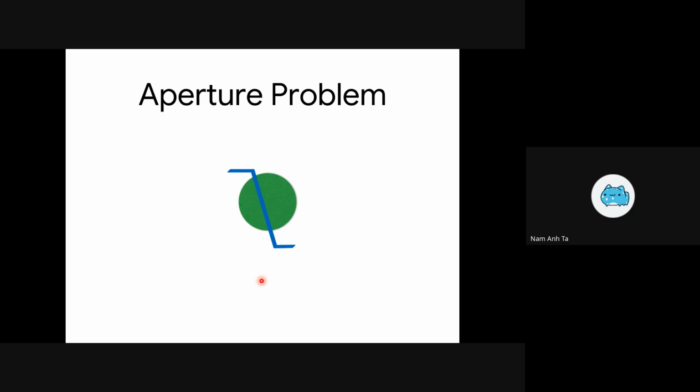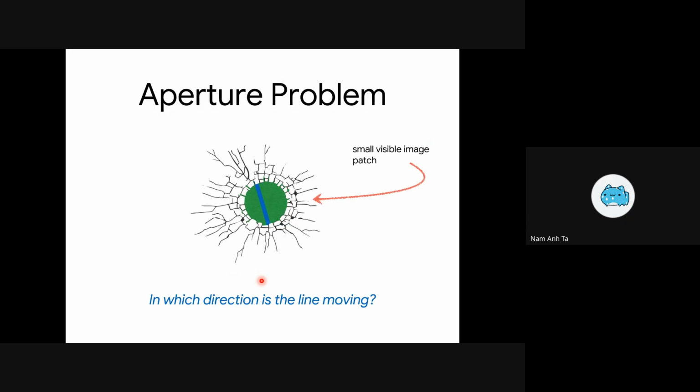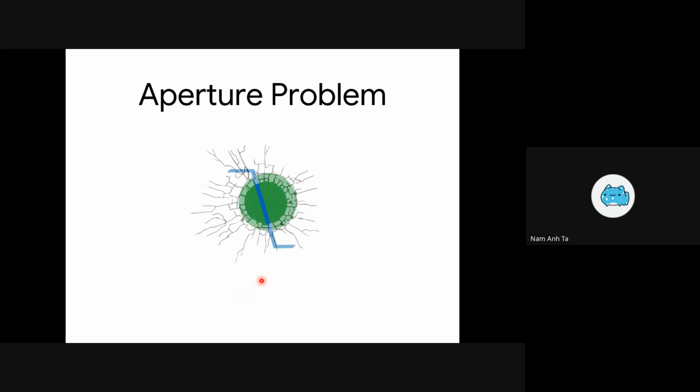It's actually moving upward, but this looks like it's moving rightward. It looks like this. So the thing here is, when you look into the small hole like that, this is the aperture problem. When you see that, it looks like it's moving rightward, but it's actually moving upwards.